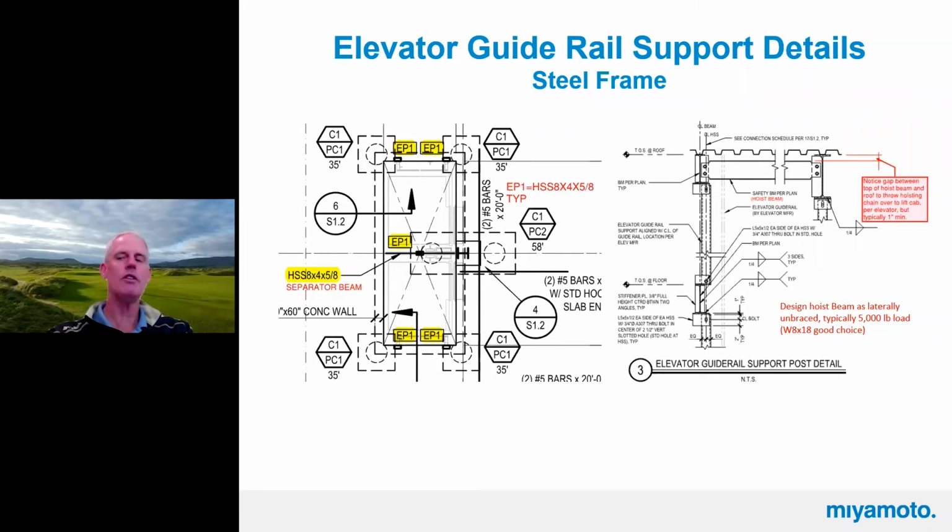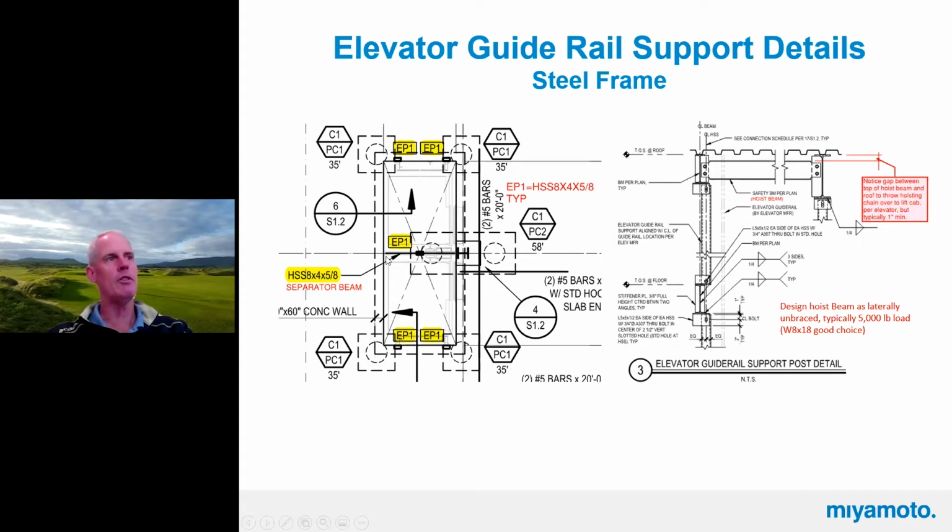Here are some of our typical details. This is a project we did not too long ago. It's just completed. Typically I'll use 2 guide rail supports. This was a funky elevator, so we actually did have the chance to coordinate with the elevator guy, and their guide rails were quite far apart on the outside of the elevator, and then we just had a large vertical guide rail support on the separator beam.